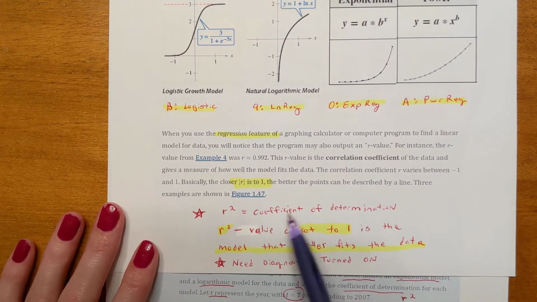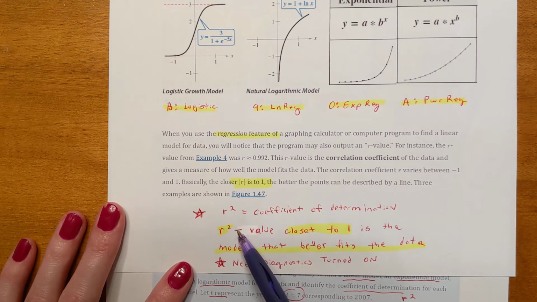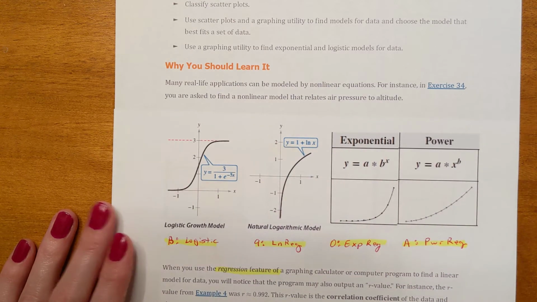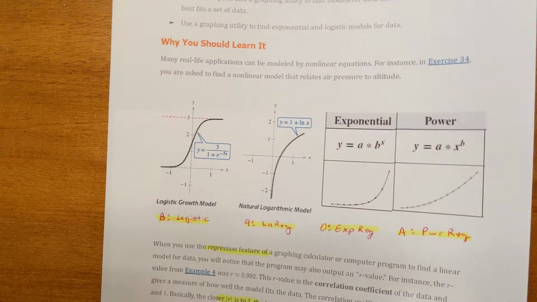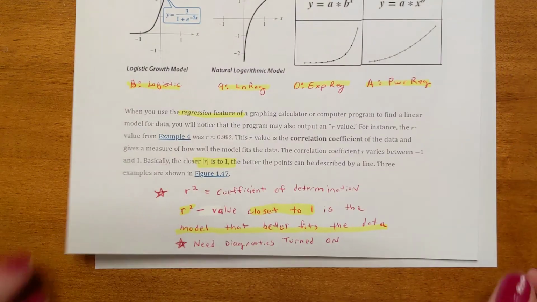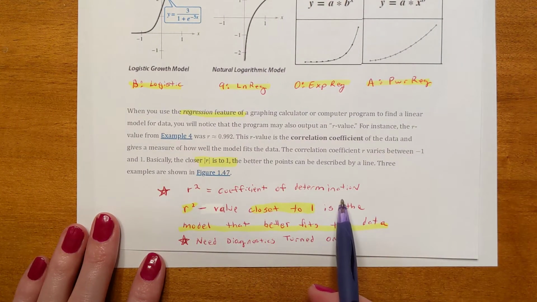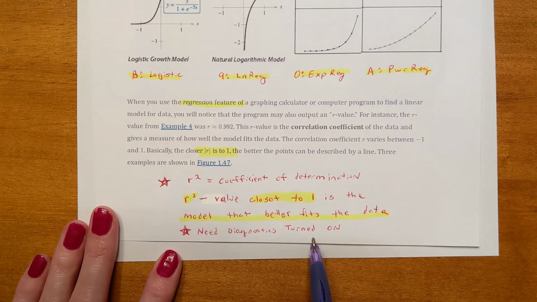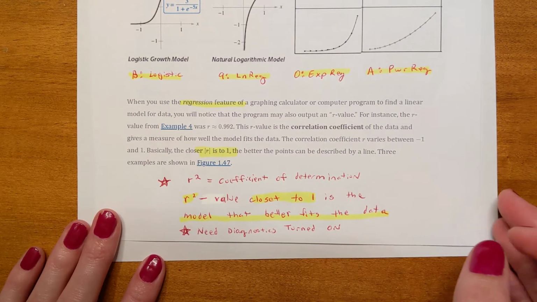Actually, today we're going to use the R squared value because we're not using linear lines. R squared can be used for lines too, but it's going to be useful for all these different shapes. You don't need to learn this, but just for your information, R squared is called the coefficient of determination. Just like the R value for linear lines, R squared needs to have its value closest to 1. The one that is closest to 1 is the model that better fits the data. And you need to make sure your diagnostics on your calculator is turned on. I'll talk about that with you in a minute to remind you how to do that.